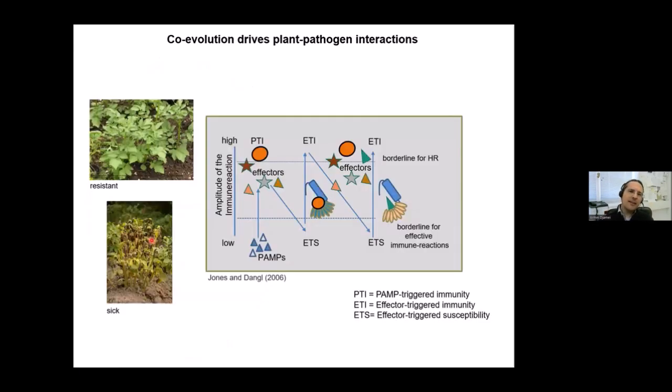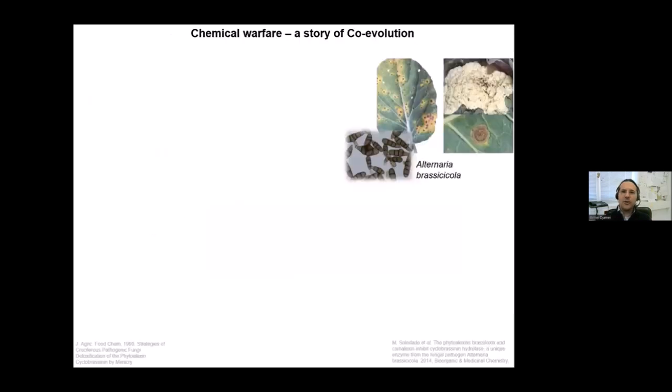So coevolution is really driving, as I showed you now with this growth and defense antagonism, but I showed you also other examples, the plant-pathogen interactions. And I would like to show you a few last examples here. So a chemical warfare is happening here between Alternaria and Brassicaceae. And Alternaria brassicicola is a necrotrophic fungus causing this spotted disease here, for example.